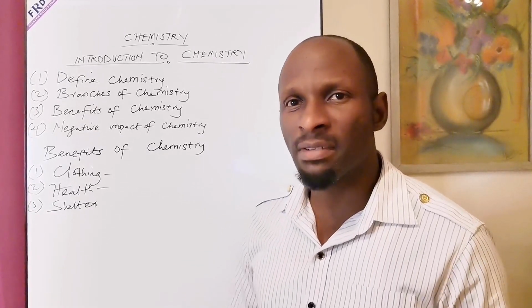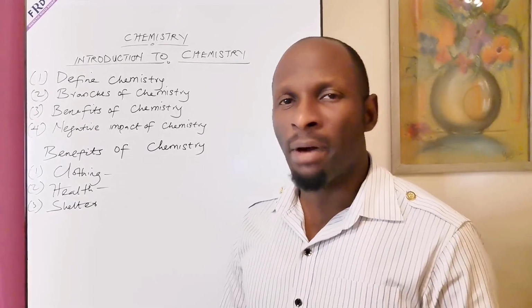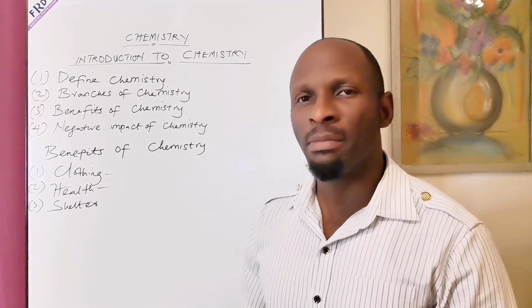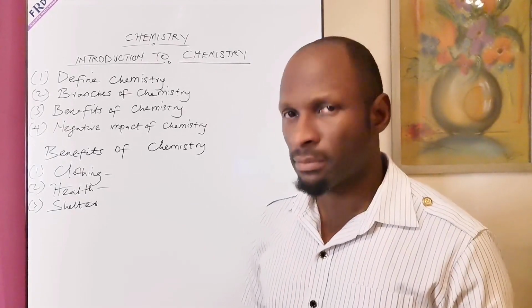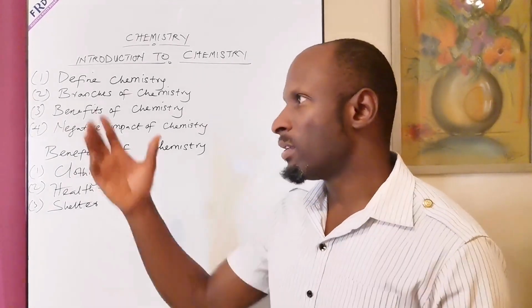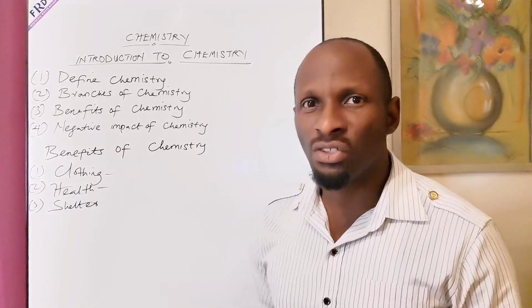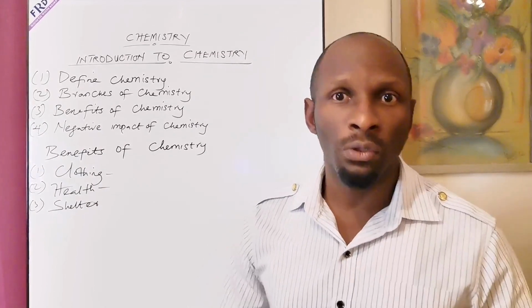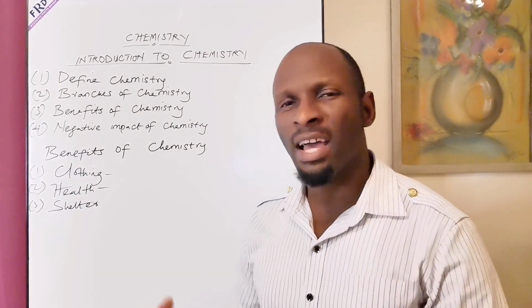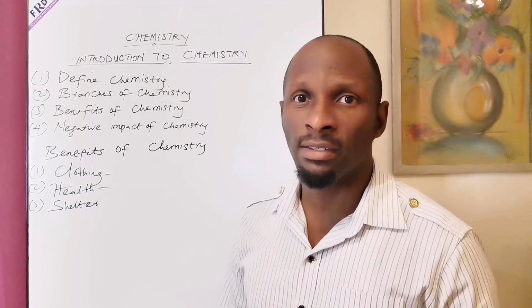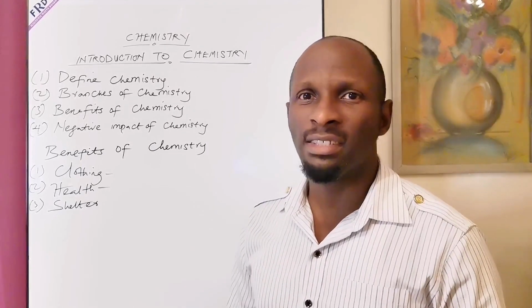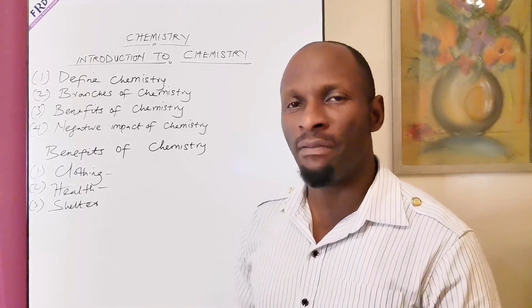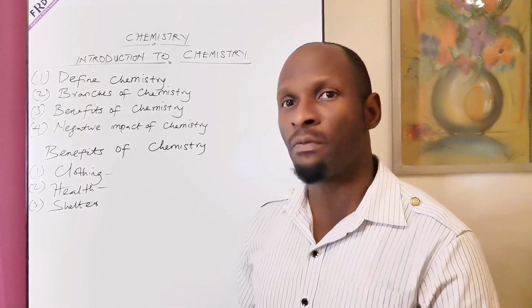Okay, what about the cement? The cement that serves as a binder for the bricks or blocks, that is chemically formulated. Now, let's talk about the glasses. The glasses used for the windows, for the doors, and for tables. Those glasses are chemically processed. So you can see that there are so many ways that chemistry is beneficial to us in terms of housing.